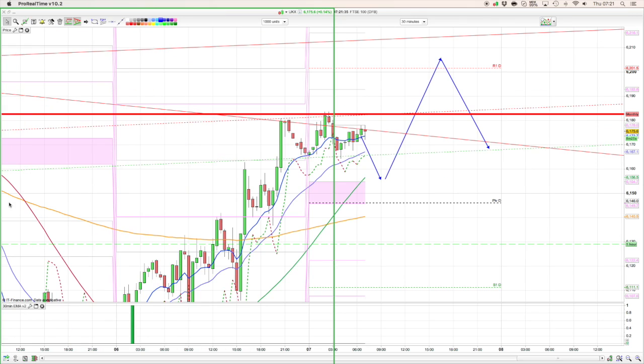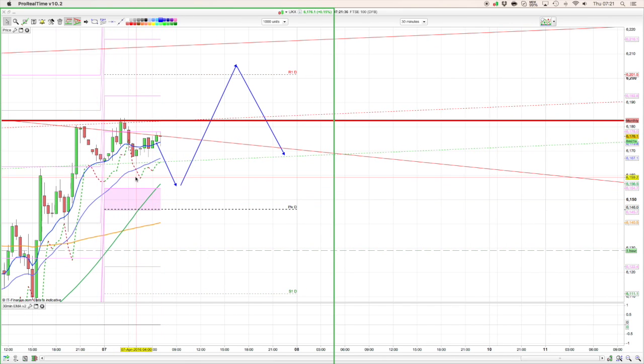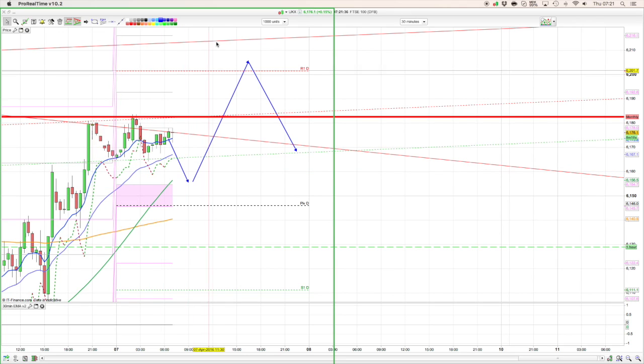So if I just make the 30-minute bigger, it's a little bit tricky to be honest as to what it's going to do today. I'm thinking we've got these resistance levels here on the PRT charts at this 6182 and this declining one here at 6175. So I was thinking an initial dip down really towards the daily pivot here at 6145.